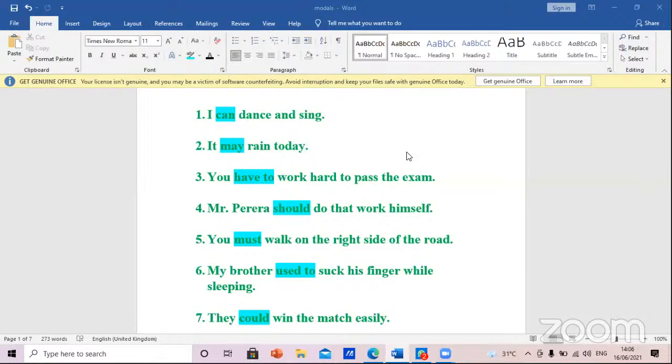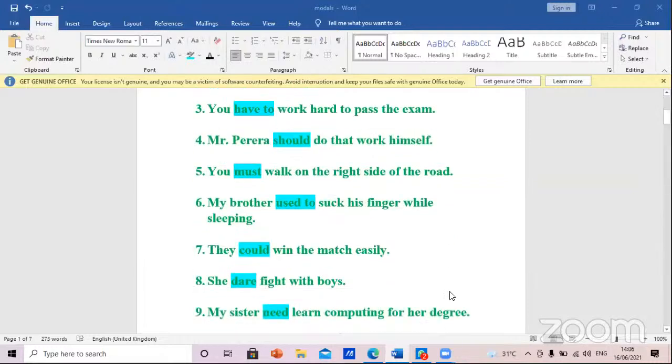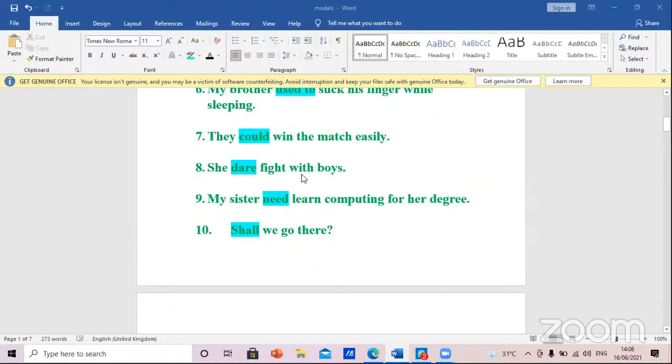I can dance and sing. Second one, it may rain today. Third one, you have to work hard to pass the exam. Mr. Pereira should do that work himself. You must walk on the right side of the road. My brother used to suck his finger while sleeping. They could win the match easily. She dare fight with boys. My sister need learn computing for her degree. Shall we go there?